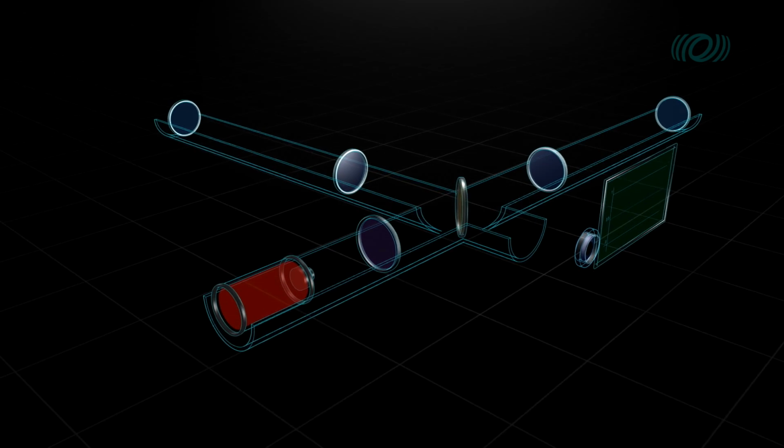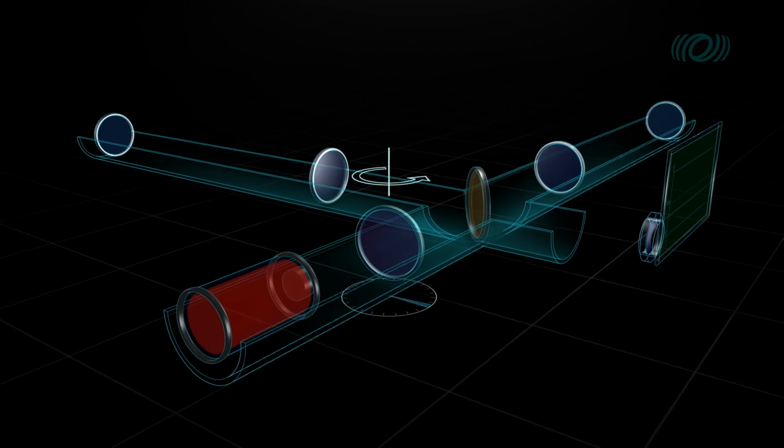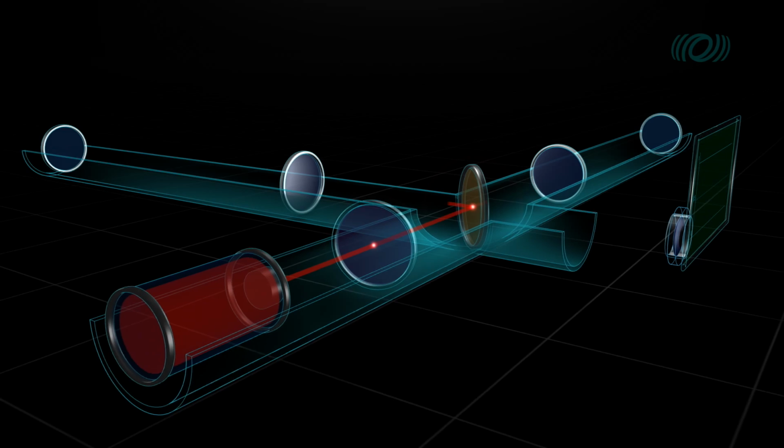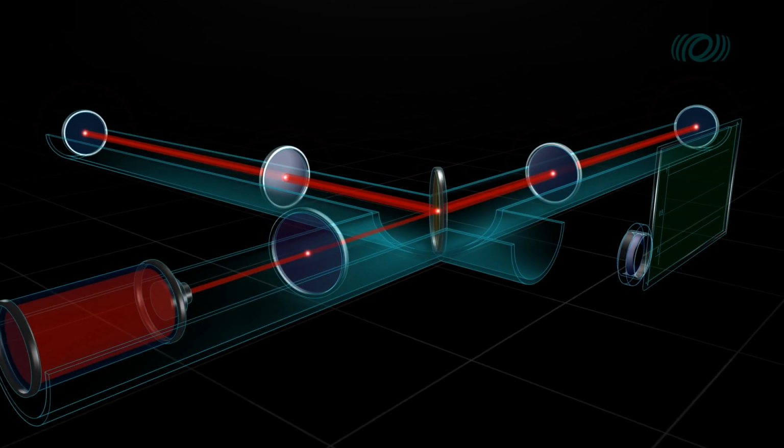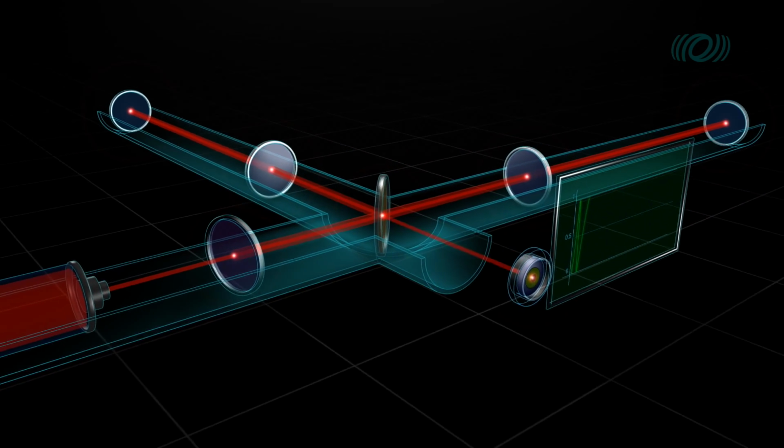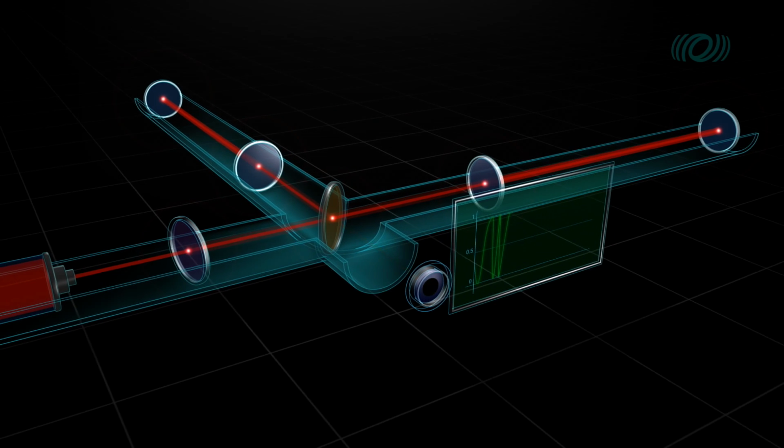Lock acquisition starts with slightly misaligning the power recycling mirror. In this way, all different control systems can be smoothly engaged with reduced optical power circulating in the interferometer.